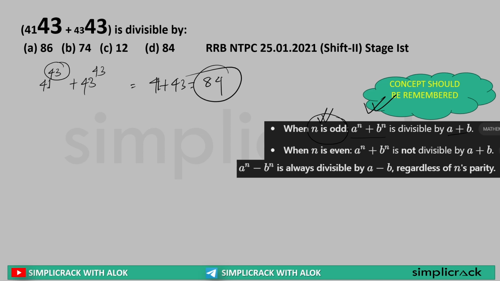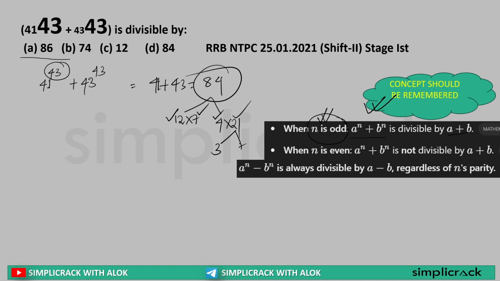Now you say, sir, 84 is a multiple of what? 12 multiplied by 7. Yes or no? Yes. Sir, I can write 84 is a multiple of 4 multiplied by 21. Yes or no? Yes. Now if I say a number is divisible by 84, that means the number is divisible by 12, by 7, by 4, by 21, and by 3 because 21 is divisible by 3, and also by 7. Yes or no? Yes.